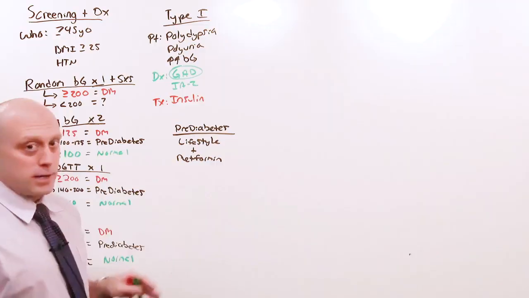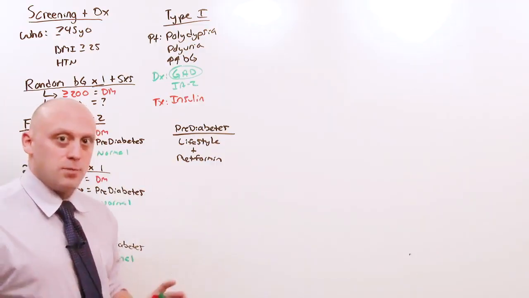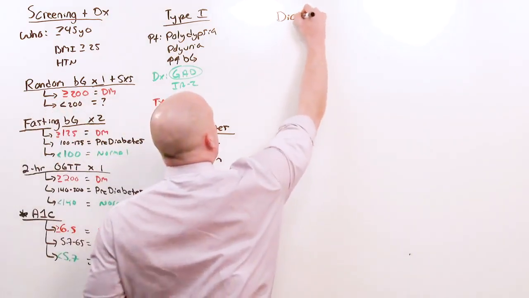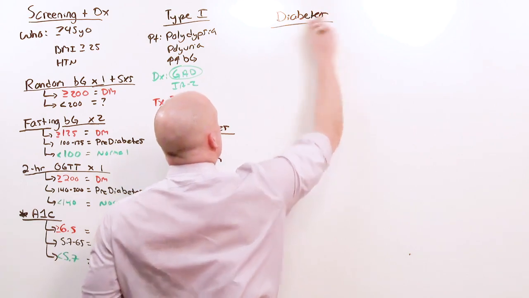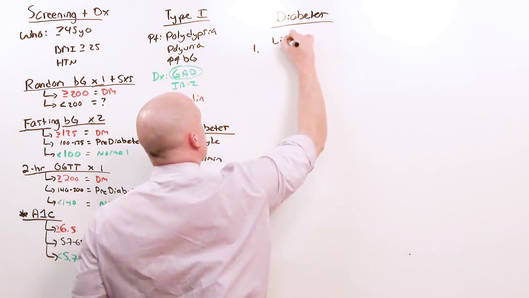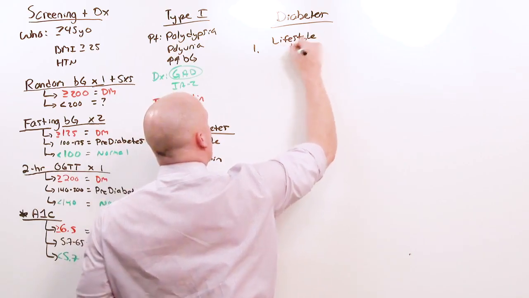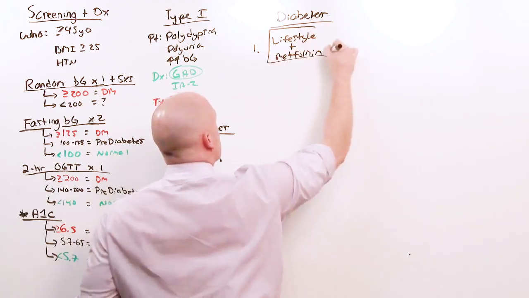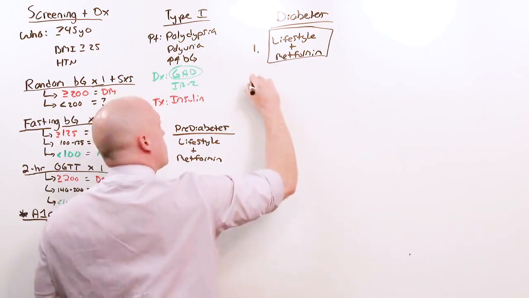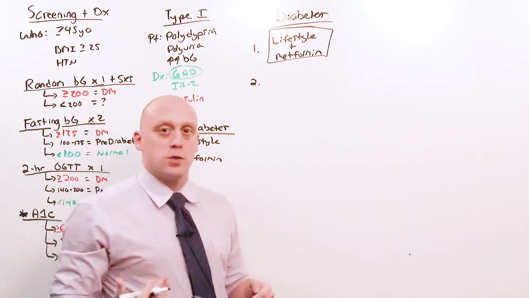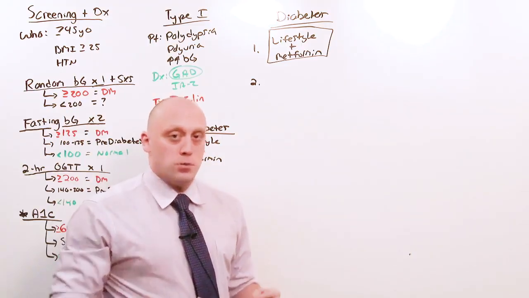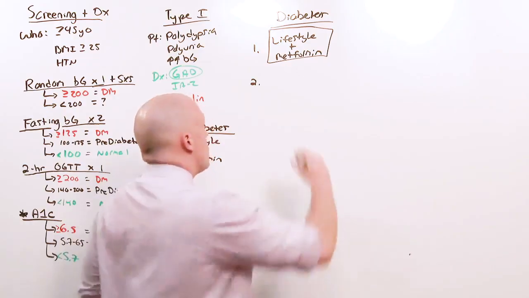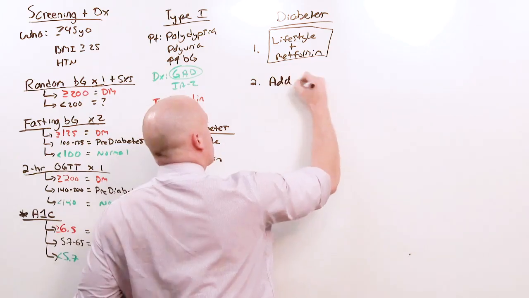If they're not pre-diabetic and they're not type 1, they're just diabetes, how do you treat them? Now, the first step is going to be lifestyle and metformin. You saw that coming just on prediabetes. And then you come back in 3 months and you recheck the A1C. If they're not at goal, we'll get to what that is in a minute. If they're not at goal, you do something else. The second step is to add a second agent.